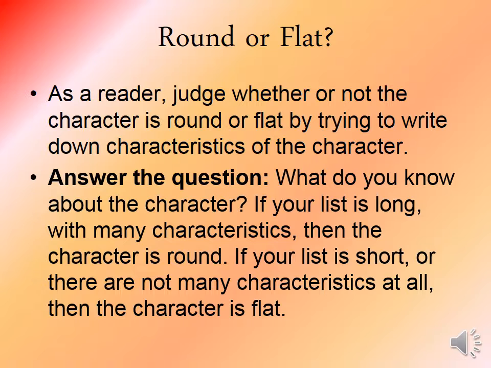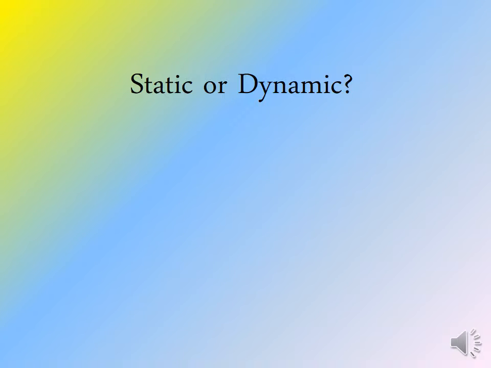The point to be made is that round or flat is not necessarily an on or an off switch. Rather, it is more of a thermometer. A character can be more round and less flat, or more flat and less round. But never both at the same time, obviously.